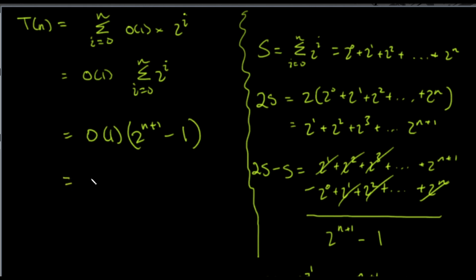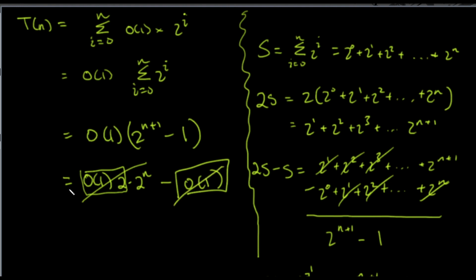If we were very detail oriented, we would notice that this would be the same as 2 times 2 to the n minus O of 1. I'm just factoring in this O of 1 here. We notice that this is a constant, so we cancel that out. This is also a constant, we can cancel that out. So this becomes an O of 2 to the n. That's our final answer. Our runtime for the Fibonacci problem is O of 2 to the n.